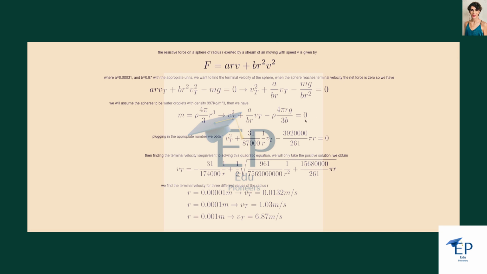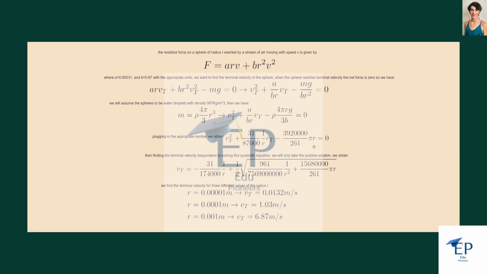Now, what we're going to do is plug in the numerical values for a, b, rho, and g, but we still don't know r. Plugging in the appropriate numerical values, we have this right here. Now, to find the terminal velocity, all we have to do is solve this quadratic equation, and we all know how to solve quadratic equations at this point.